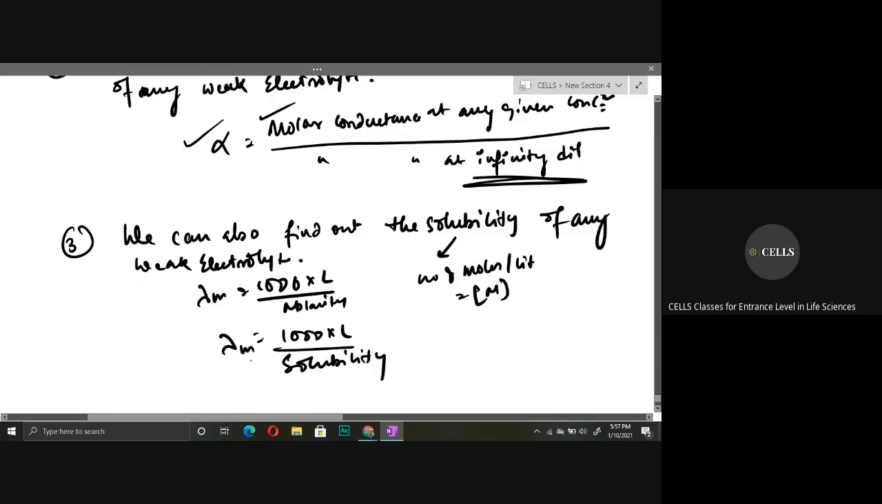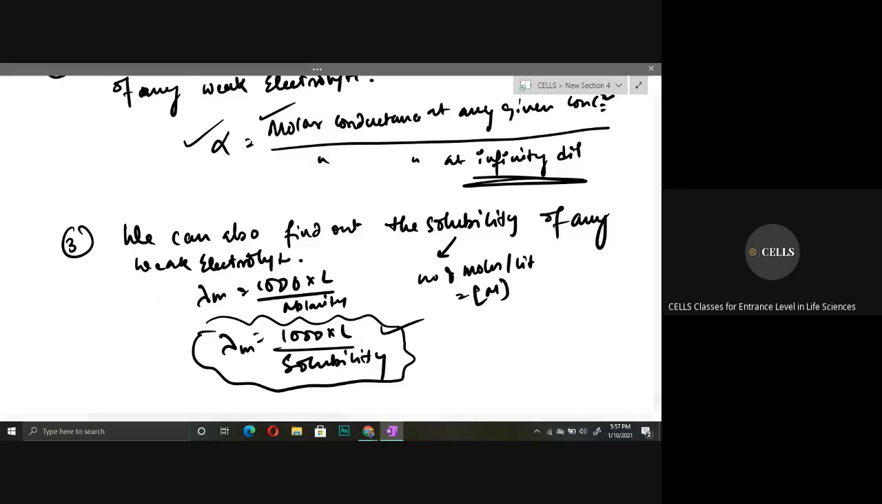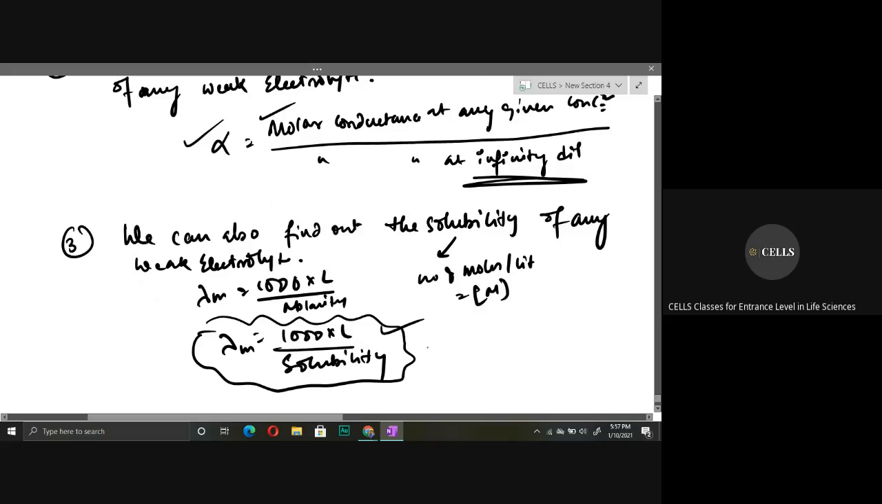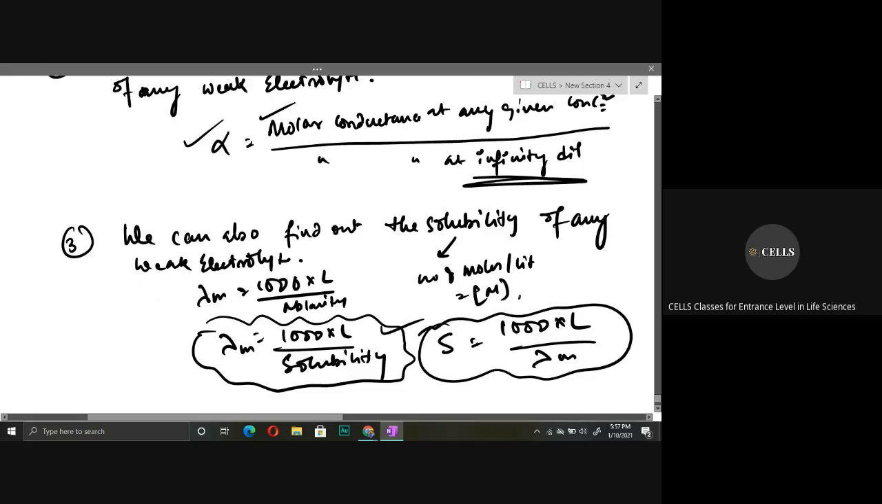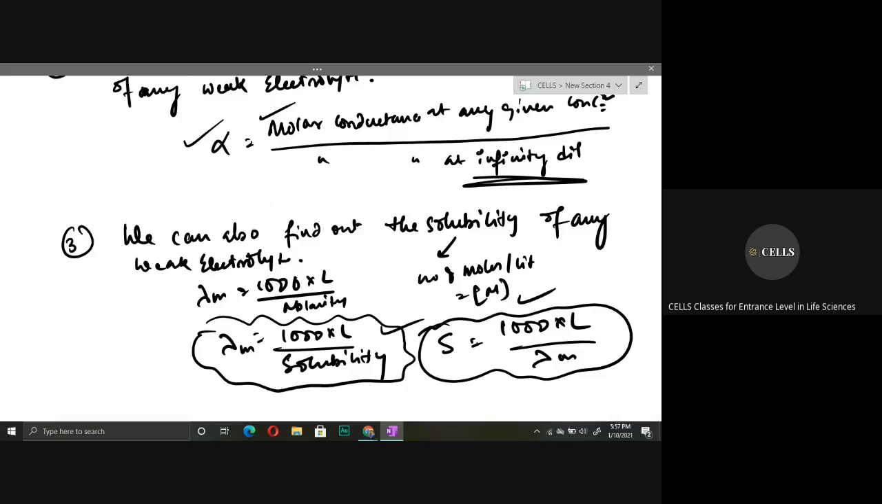So if they give you a question like this, don't get any tension. The unit of molarity and solubility are both molar, so S will also be in molarity. So we can also get the solubility. If you want to get S, the value will be 1000 into L by lambda m. That will be the solubility. And from this S, you can calculate the solubility product Ksp, with respect to the equation given in ionic equilibrium. That is just interlinking two topics.